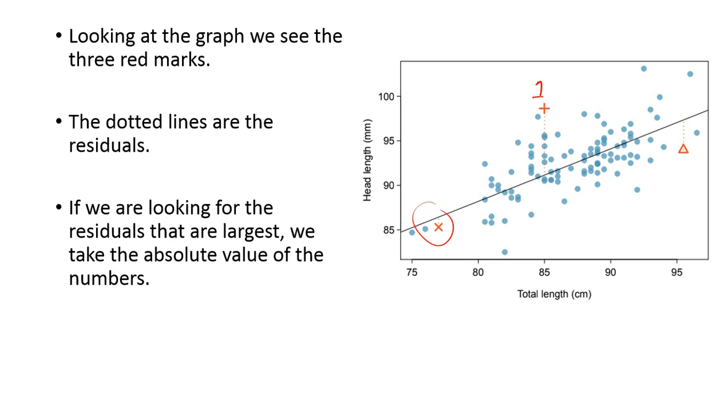The next largest residual would be our triangle. Okay, and then our last one would be the X. So the X would be the closest to the line, which makes it the smallest residual. Whenever we're trying to rank them from least to greatest, we have to take the absolute value of these numbers.